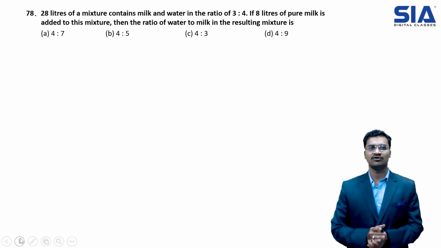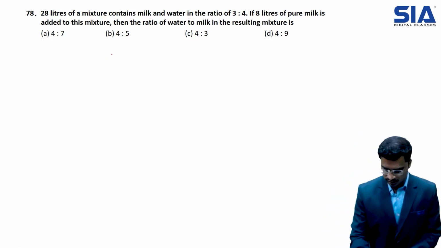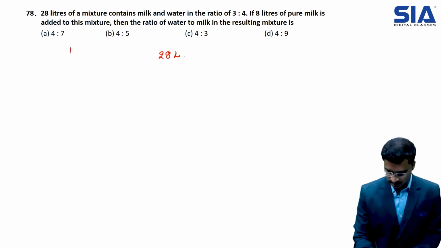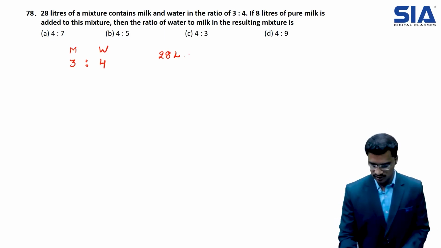Now coming to the next question, which is: 28 liters of mixture contains milk and water in the ratio of 3:4. So there are 28 liters of mixture, and the milk and water are in the ratio of 3:4. How many parts are there in total? I can say there are a total of 7 parts in the ratio.